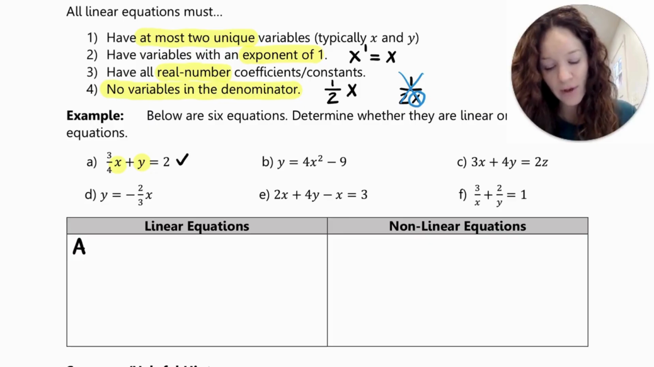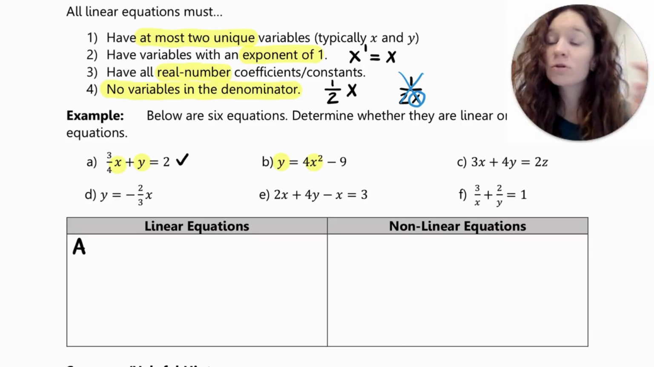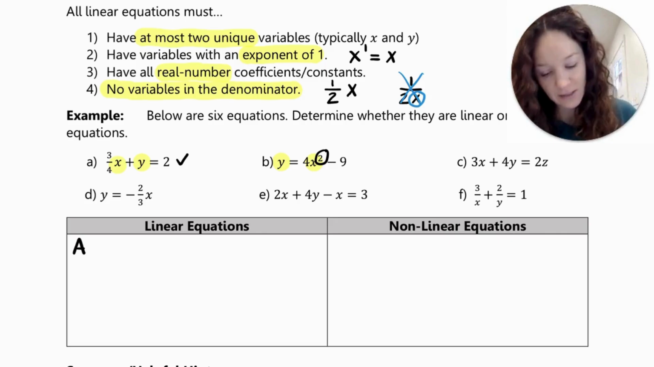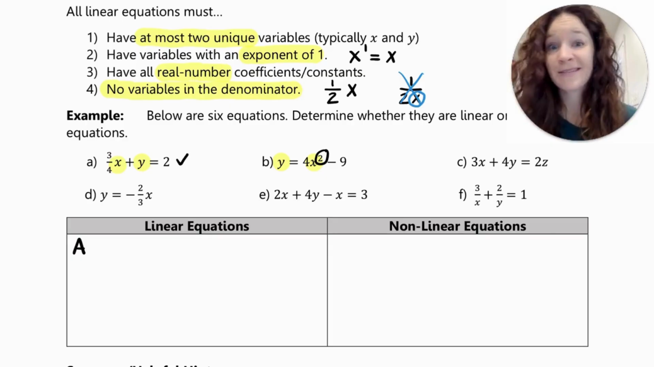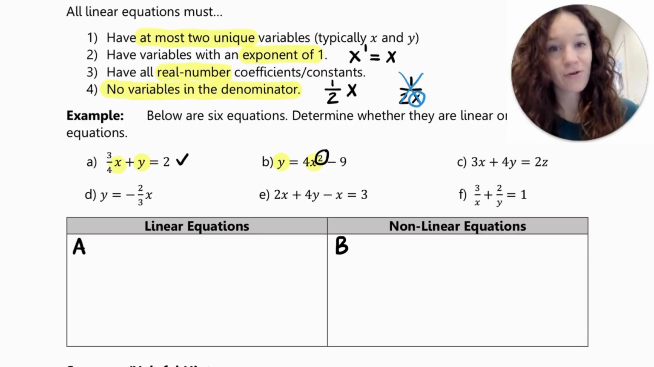Letter B. We have y equals 4x squared minus 9. Right away, we do see our two variables, which is great, but I see something quote-unquote crazy happening to that x. It's being raised to the second power. So, oopsie, I don't want that. So once you see that exponent, that tells you this is not a linear equation, so that would classify as nonlinear. Whoa, that's a weird B. Nonlinear, because it has an exponent other than 1 on one of the variables.